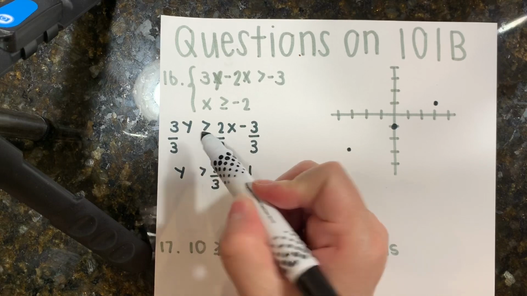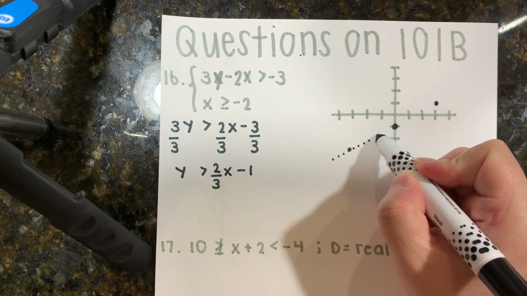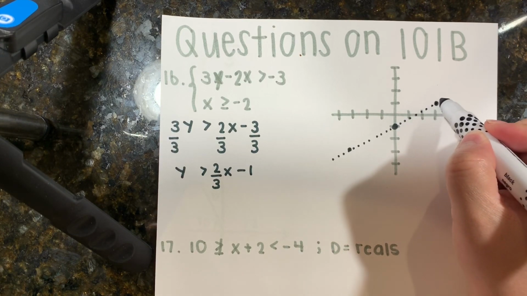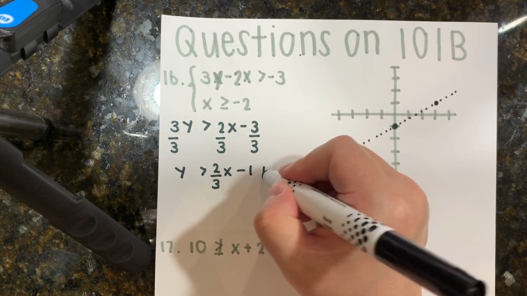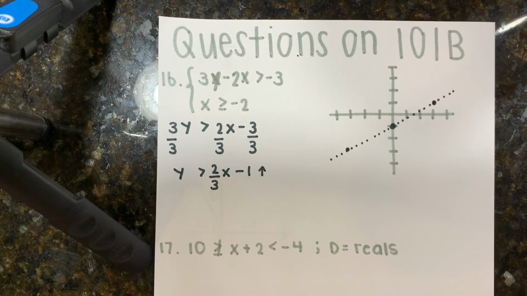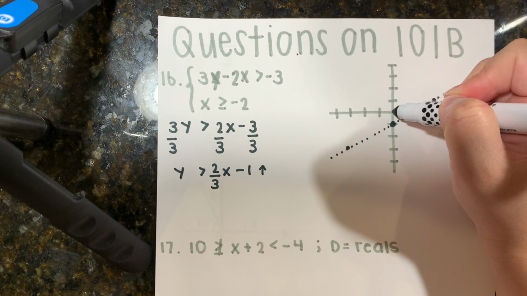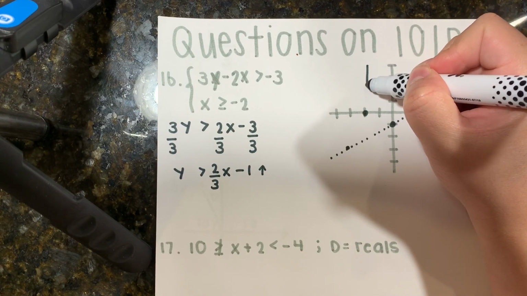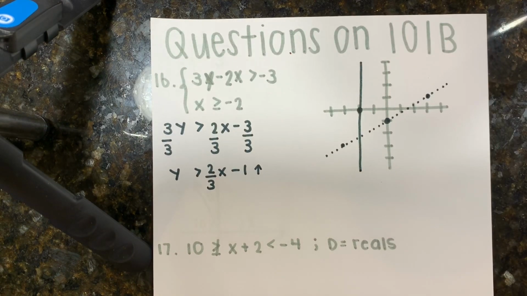Now, there is no equal sign underneath, so this is going to be a dotted line here. And when it says y is greater than, that means you'll shade everything above it. Then x is greater than or equal to -2. Well, -2 on the x-axis is to the left 2. This will be a solid line because it has an equal sign under it. And now we're going to start shading.